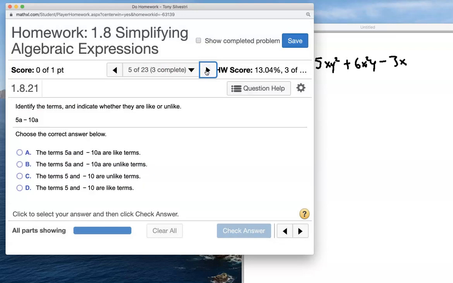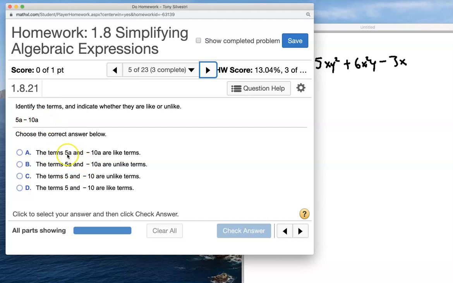Number 4. All right, so identify the terms and indicate whether they're like or unlike. I see two terms, 5a and 10a. Anything separated by pluses and minuses are terms. Okay, so 5a, negative 10a with the sign is a term. They're like terms because they have exactly the same variables with the exact same powers. A's. I see A's. Power 1, power 1. If you don't see an exponent, there's a power of 1 there. So they're like terms. You can combine like terms.